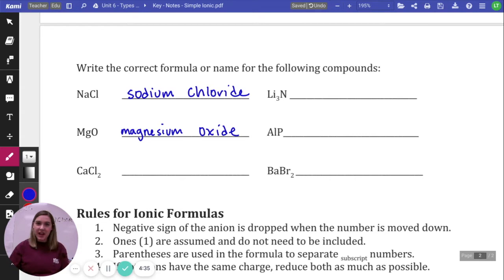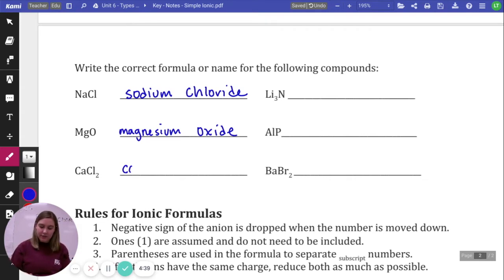All right, then we have CaCl2. Ca is calcium. And then Cl2 is chlorine. Change the ending to IDE, so it's going to become calcium chloride.